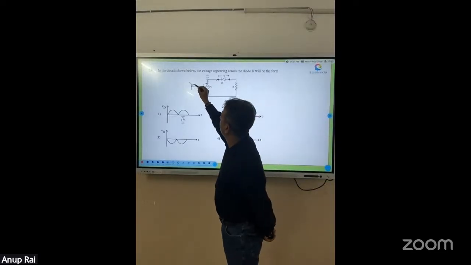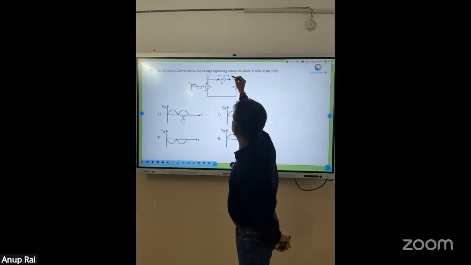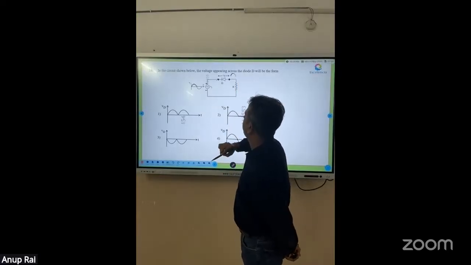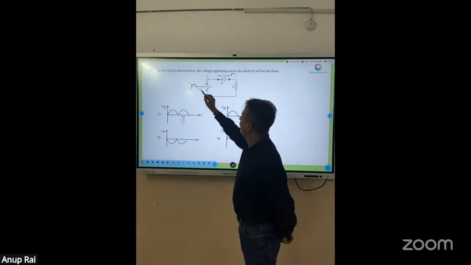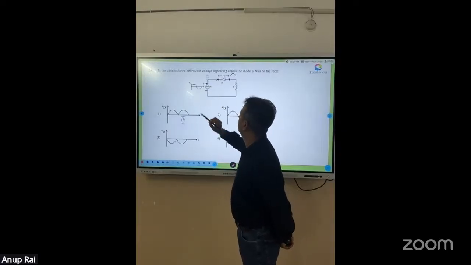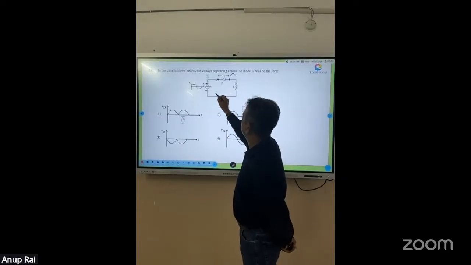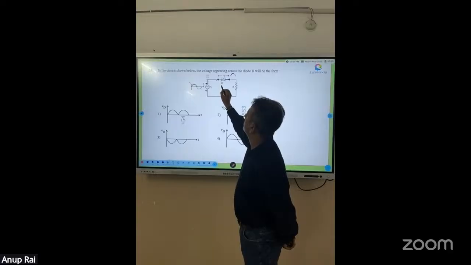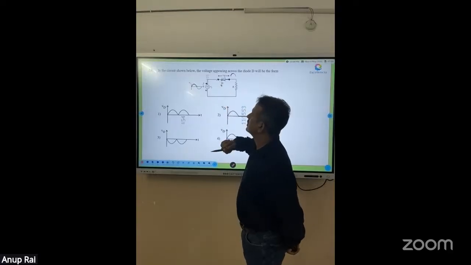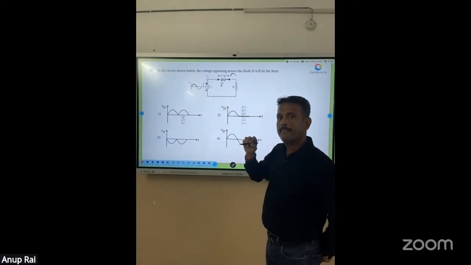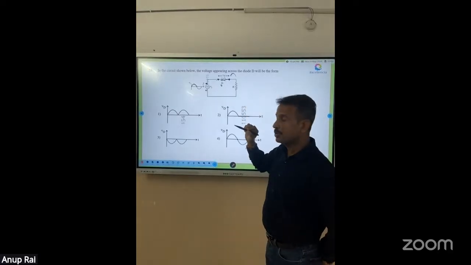So if you take the first loop, the output is also going to be the first loop. In the second half, this will become positive and this will become negative. It will become forward bias. In forward bias, the resistance across this diode is going to be 0. And since resistance is going to be 0, the potential difference is also going to be 0.